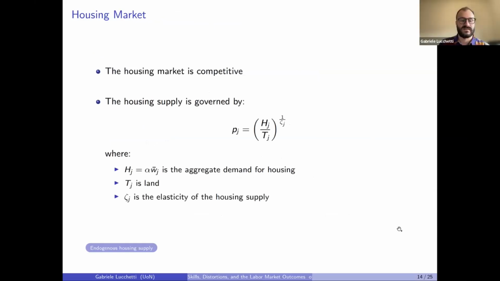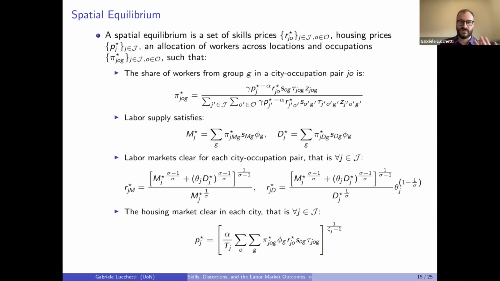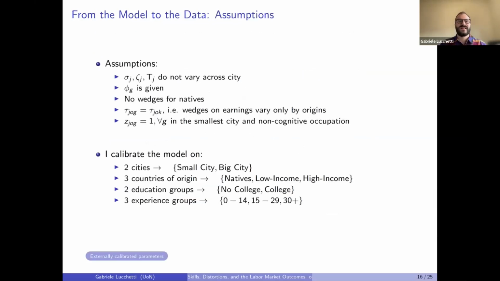Okay, then I'll skip the housing market. I'll show you the special equilibrium, or not even, I'm going to the results. So what are the assumptions that allow me to identify the model?